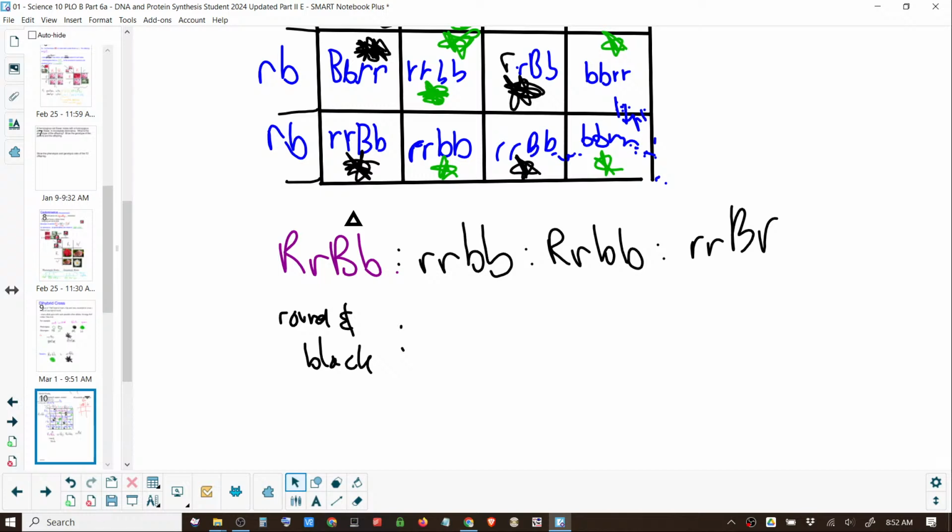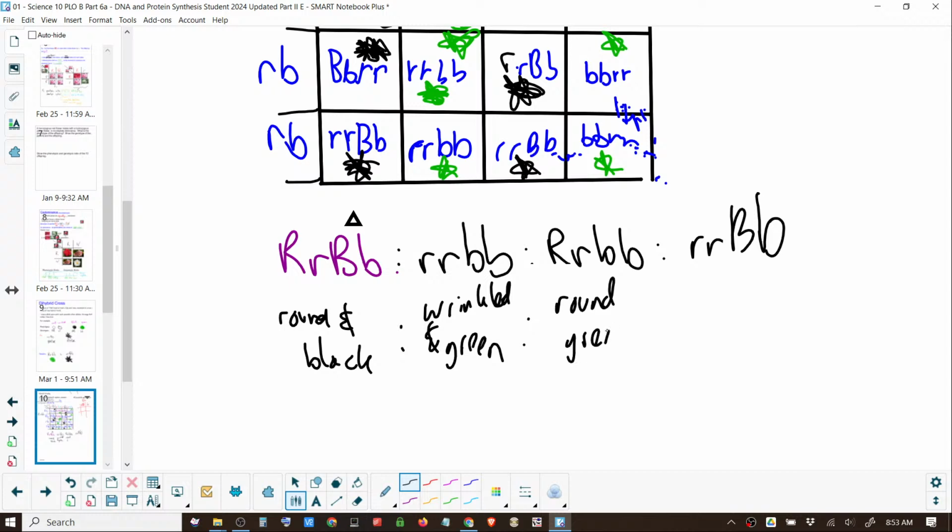Bo has volunteered. You made it an extra R. My pen just ran out. What's this one? That is wrinkled and green. It's a little complicated because I'm writing in black. What's that one? Smooth and green. Round. And this one? Wrinkled and black. Wrinkled and black.